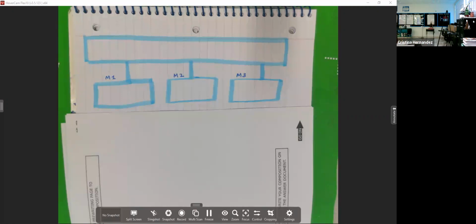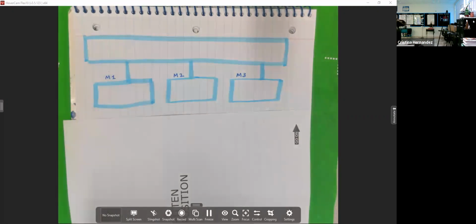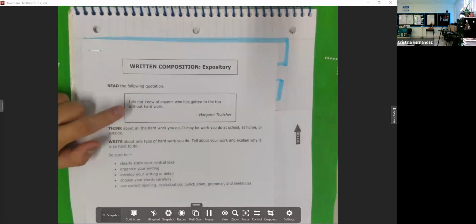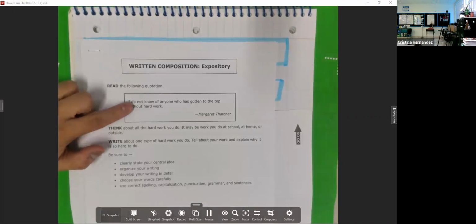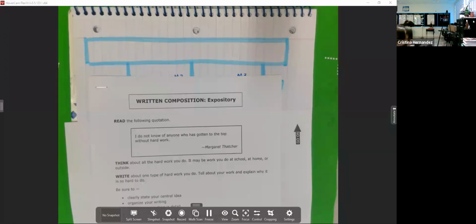I can give you a hint. I can give you a hint right here. If you use what's in this box, like this quote that's in this box, in your introduction, you get big bonus points on your test, on your writing score. So if you can somehow use this in your introduction as your hook, you will get big bonus points on your writing test.